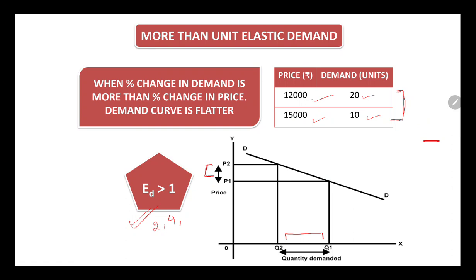So this you always have to memorize: under the perfectly inelastic, we have a vertical line demand curve, which is parallel to the y-axis. Under the perfectly elastic, we have a horizontal line parallel to the x-axis. Unitary elastic gives you a rectangular hyperbola. Less than unit elastic will give you a downward sloping demand curve, which is steeper, and the more than unit elastic will give you a downward sloping demand curve, which is flatter.